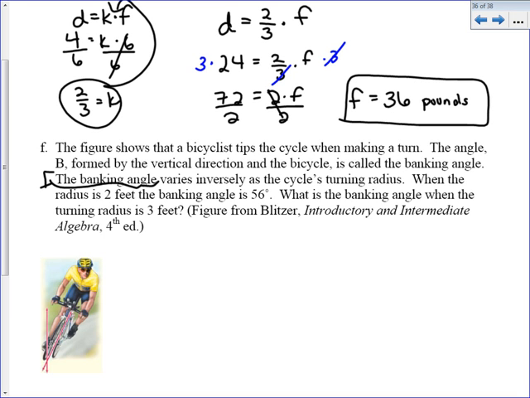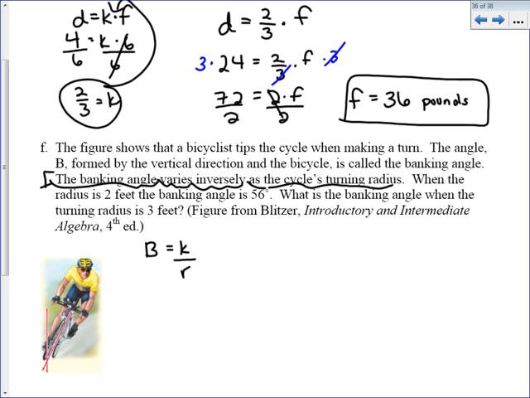What variable do we want to use for a banking angle? B. And the problem did say to use B. I'm not picky about that. I'm not going to give you that variable. So B, and then what goes in for varies? Equals K. Inversely was which operation? Division. As the cycle's turning radius. So we need a variable for the cycle's turning radius. R. I would choose R for radius. That's the most mathy word in that sentence is the radius. So we'll put R in there for radius.